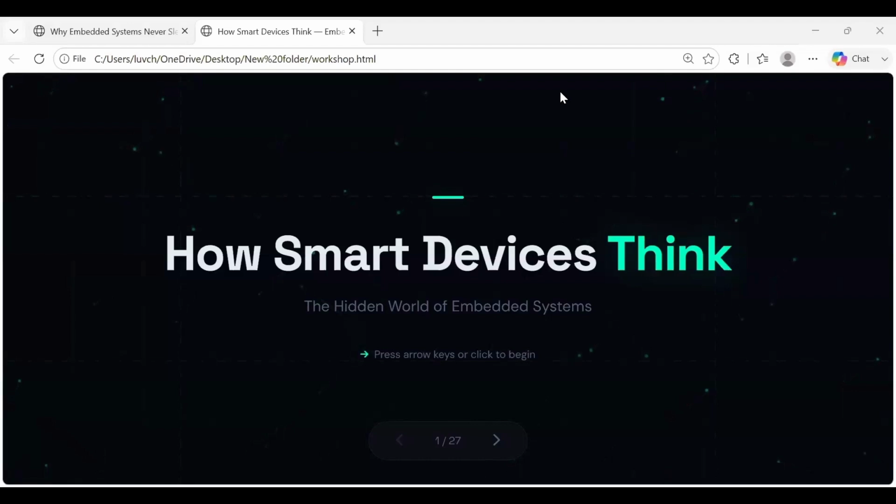So in this workshop, we will take certain knowledge to apply in real skills. We are not supposed to complete a theoretical class here, right? We just take a certain amount of knowledge about embedded system that would help to deploy in real life or in hands-on, right? So my question is, how do smart devices think?